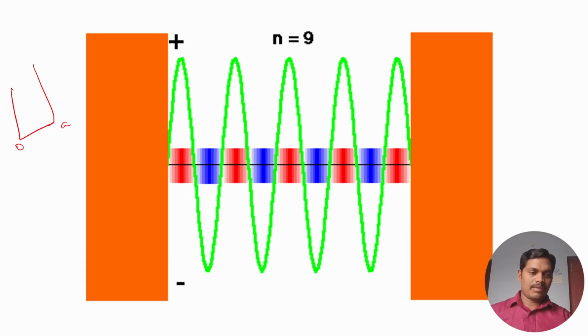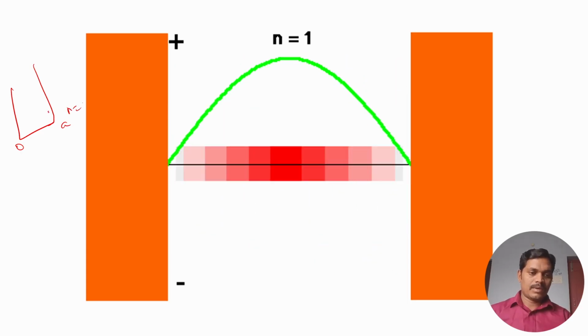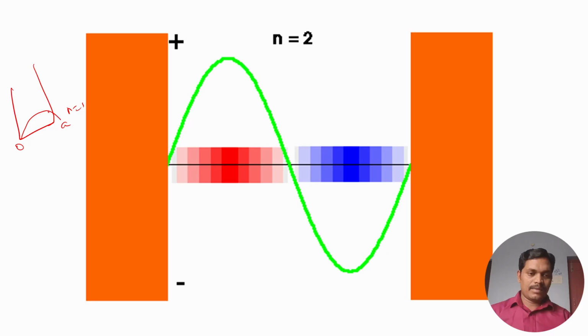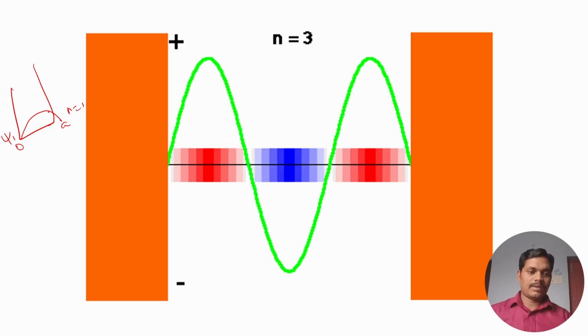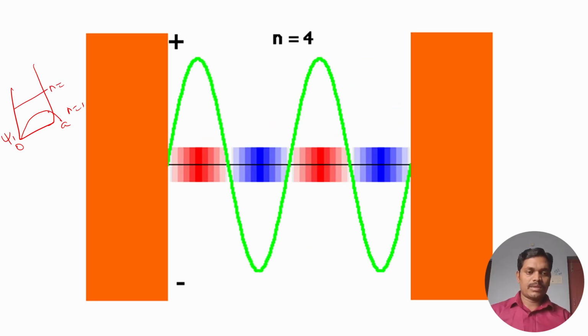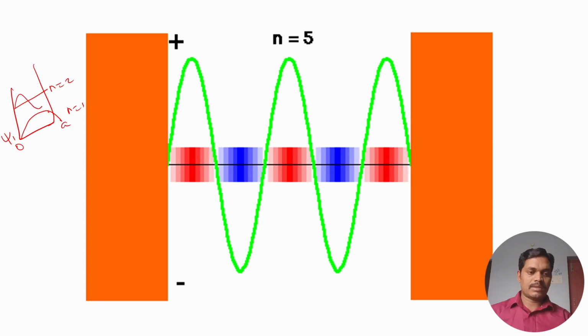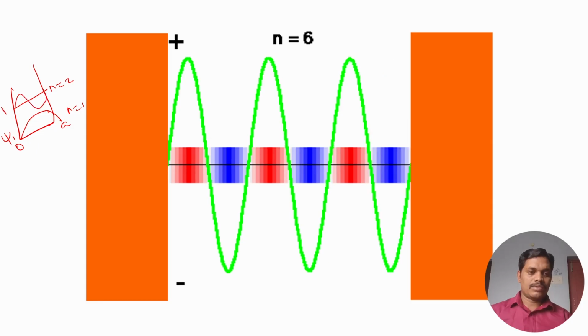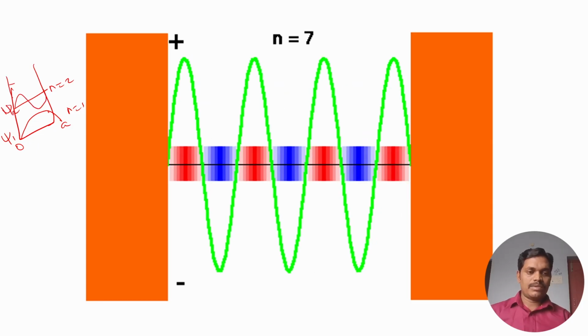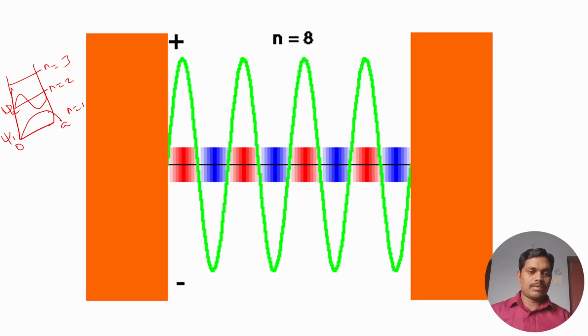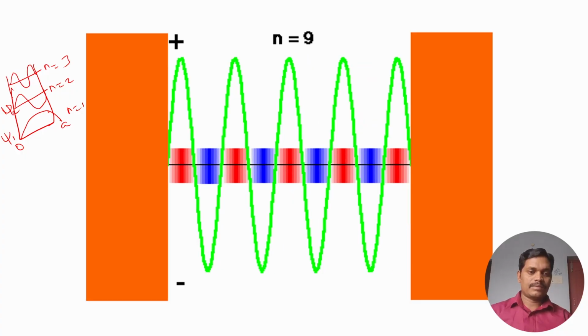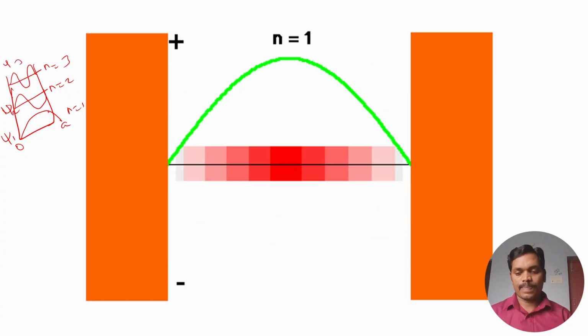If n equal to 1, it will have only one wave, so ψ1. If n equal to 2, it will have two waves like this, so ψ2. If n equal to 3, it will have three waves like this, ψ3, and so on.